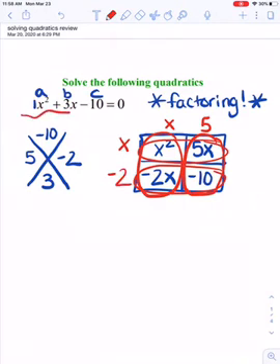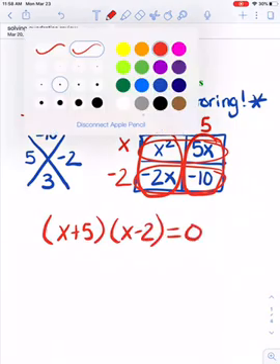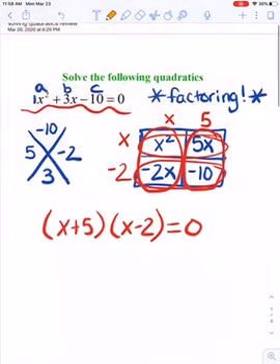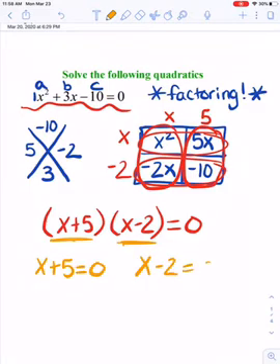So that means if I'm rewriting this quadratic in factored form, I can rewrite it as x plus 5 times x minus 2, and it's still set equal to 0. Once I have it in factored form, I get to use the zero product property, which says if this entire thing is 0, and I'm multiplying, then one of these two factors has to be 0. So in order to find my solutions, I just set each factor equal to 0. So I say x plus 5 equals 0, or x minus 2 equals 0.